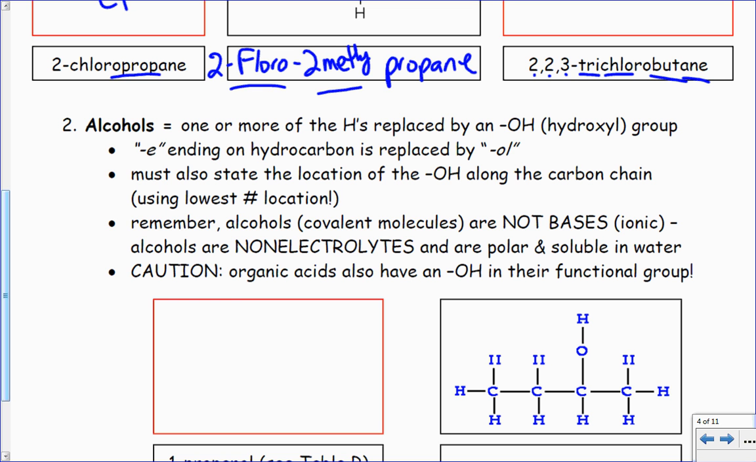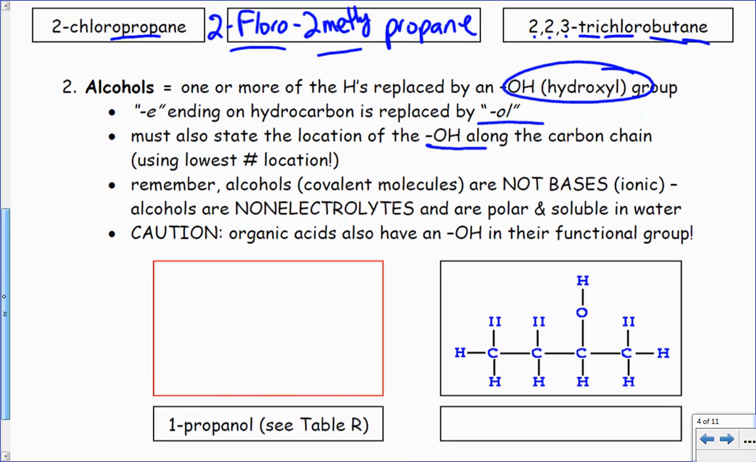Okay. Alcohols. One or more of the H's is replaced with this hydroxyl OH group. They're going to end in -ol. Ethanol, methanol, propanol. Okay. I must also state the location of the OH so I can draw it and write it. And remember, alcohols are covalently bonded. They're not the bases, right? There's no metal in there.